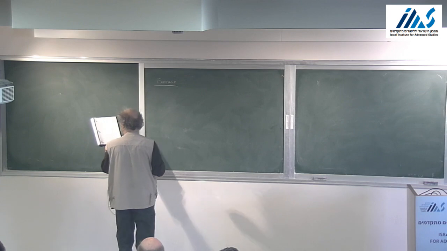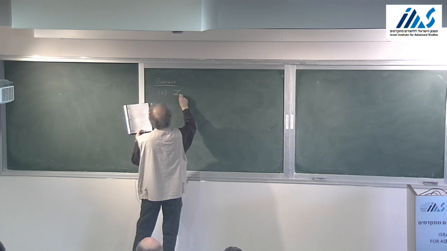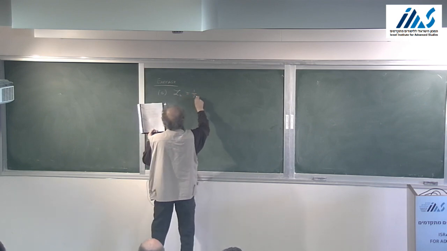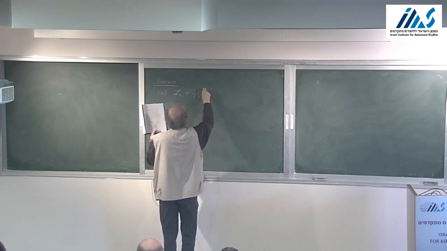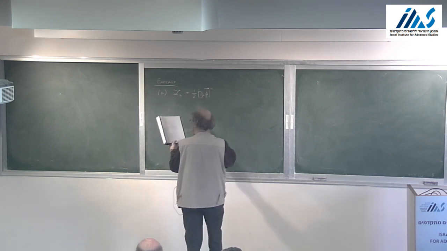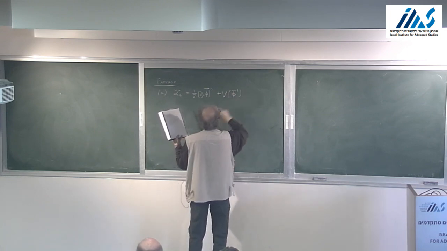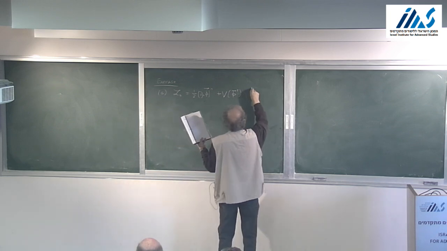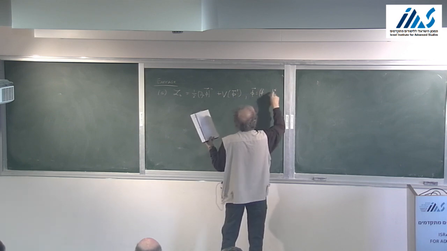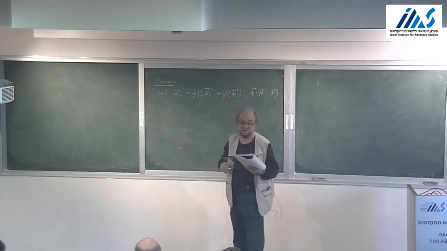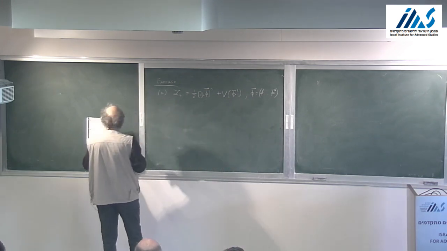So it now consists of two points. A: you take L naught to be 1/2 (∂_μ φ)², where φ is an n-component vector. Now I add a potential term, V of φ squared. Now φ is φ_1 through φ_n, and V is an arbitrary potential term. That's L naught.